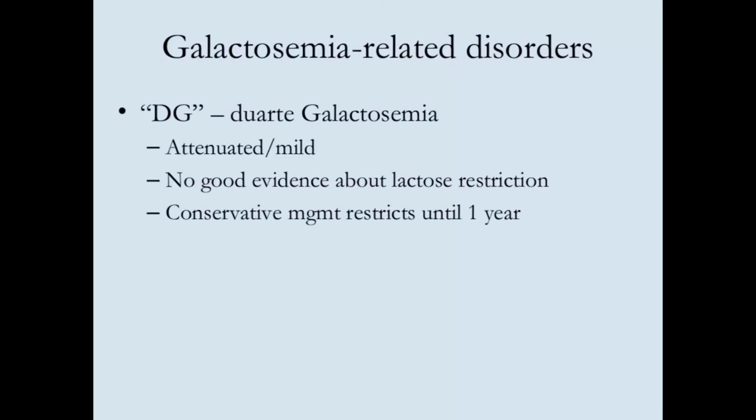Some other disorders in the galactosemia pathway include DG, which a lot of you probably have heard of. It's Duarte galactosemia. It's kind of like not a carrier state, but it's a more mild form. Different centers will differ on how they restrict lactose. Some will do a challenge at 6 months or 9 months with some sort of dairy product. Others will completely restrict until a year. There aren't really any good retrospective studies on individuals who have been treated either way. So it's sort of more right now of a physician preference, although some people will say otherwise.